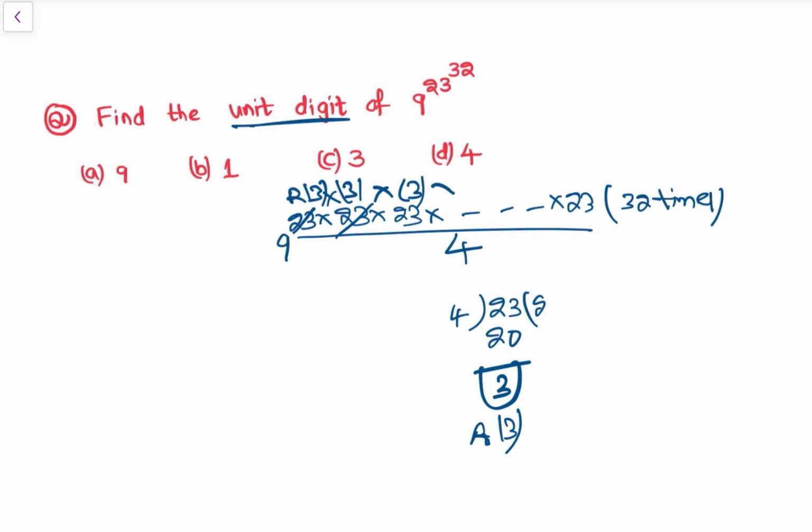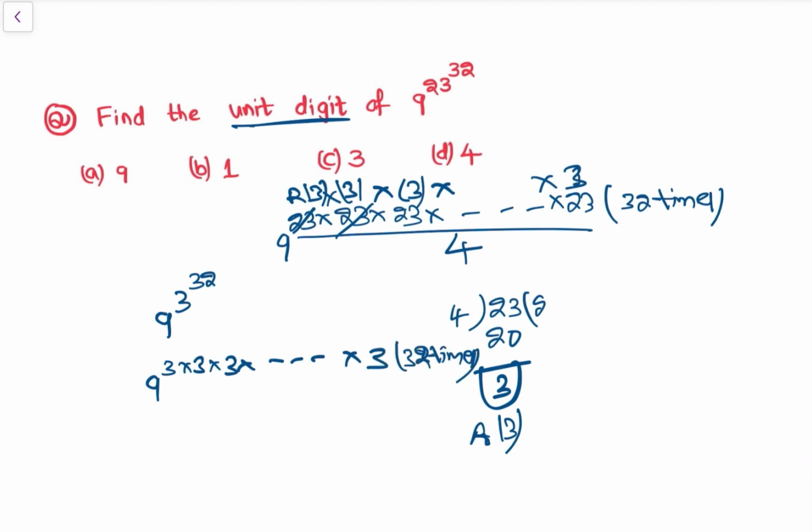So again it would be multiplication of 3, 32 times, so that would be 9 to the power 3 into 3 into 3, and so on, 32 times. But we don't know the value of 3 multiplied 32 times, so we need to make sure the remainder is not more than 2. So the remainder has to be 0, 1, or let's check whether the remainder can be -1 or 2. So let's check.